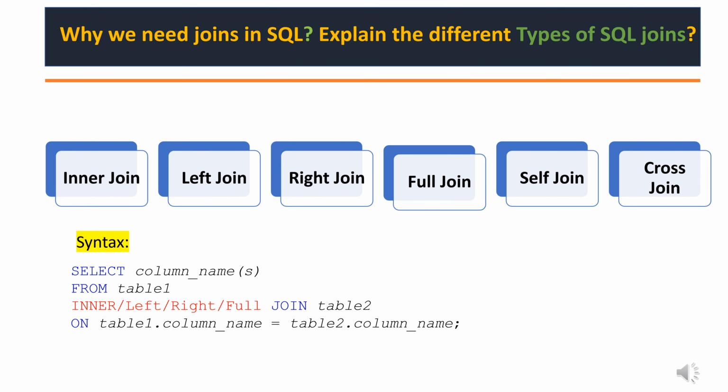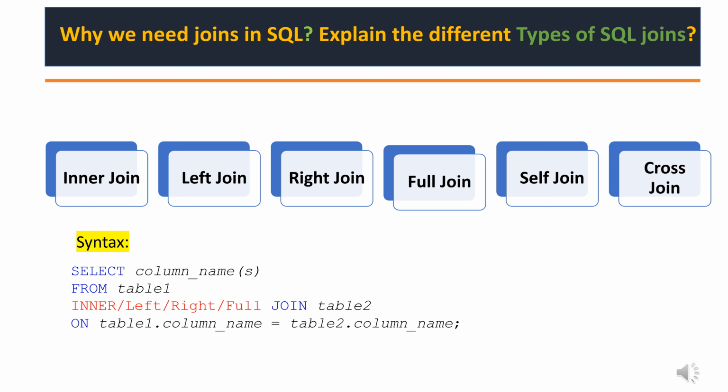Let's move on to our first most asked interview question: why do we need a join in SQL, and explain the different types of SQL joins. First of all, why do we need a join? The answer here is to combine the data from multiple tables. In SQL, there are different types of joins: inner join, left join, right join, full join. Also, we have two special cases of join, self join and cross join. Each join serves a unique purpose when combining data from multiple tables.